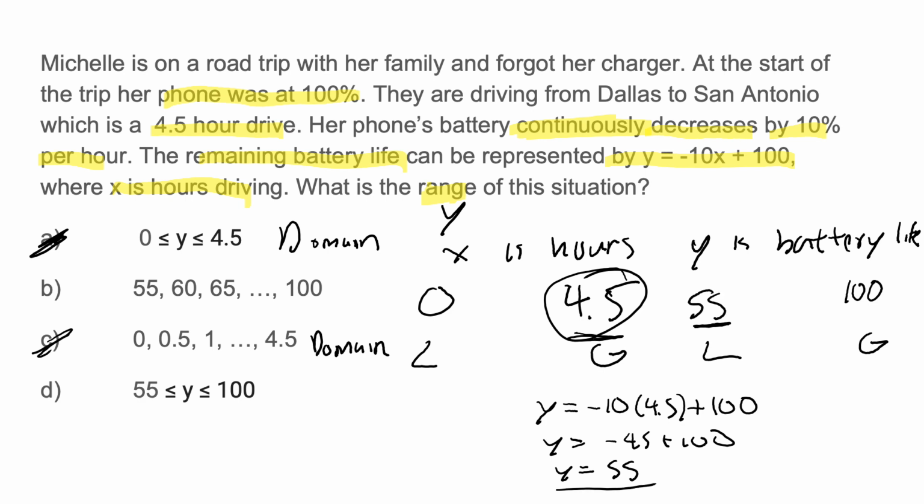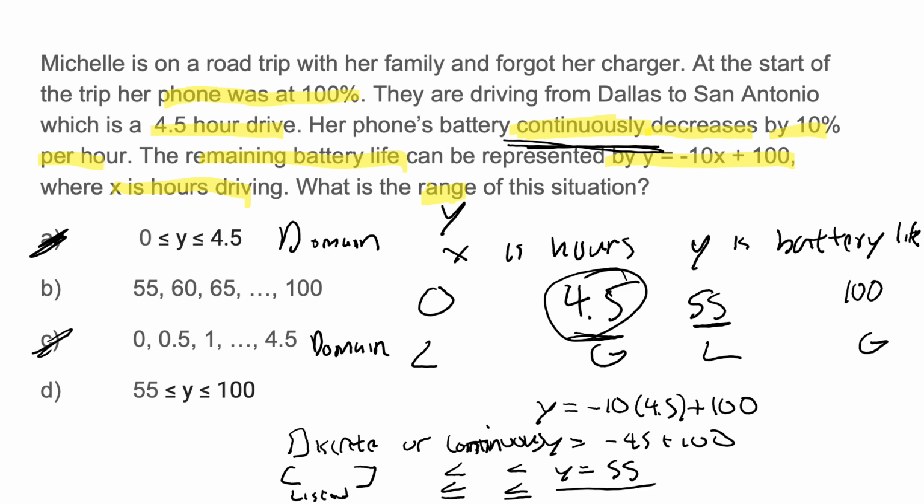Now we need to ask ourselves one final question. Is this going to be discrete or continuous? Here's a hint. It says continuous right there. So since it says continuous, we know that the answer is not going to be listed or in brackets. Those are brackets, or listed. That means we need to use the inequalities. So our answer is D.